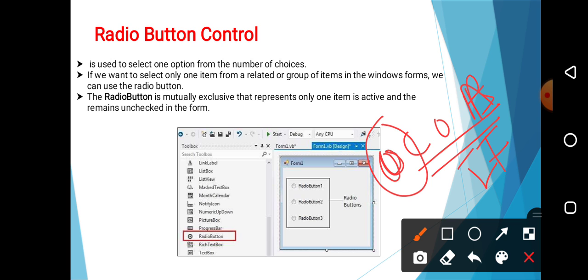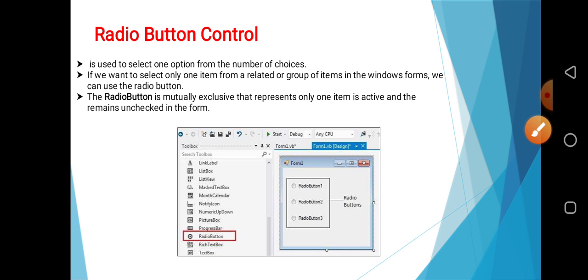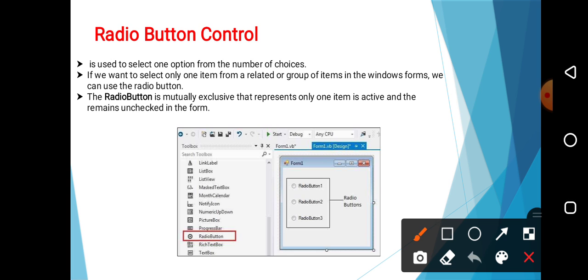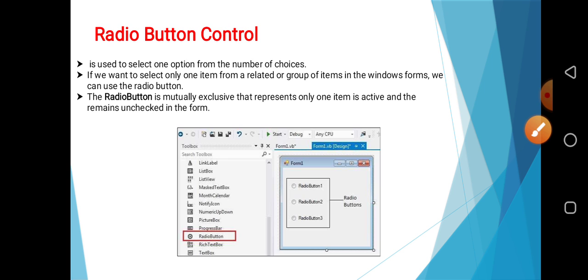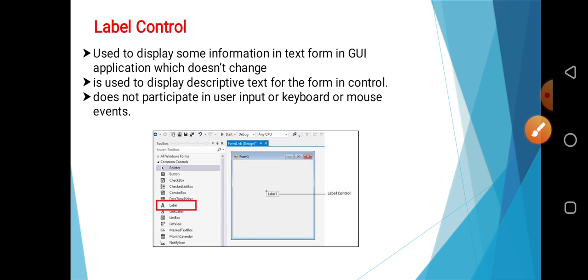So whenever you want to design this kind of thing, you are using the radio button. Whenever you want to select one option from a number of options, at that time you are using the radio button control. So here the radio button is present in the toolbox. Use the drag and drop operation to set the radio button over here. So this is all about the radio button. Now the label control we have already seen, that it is used to display the descriptive text.